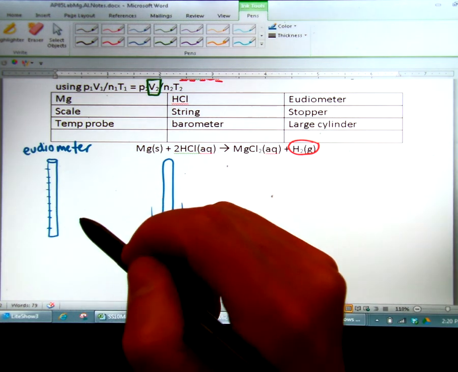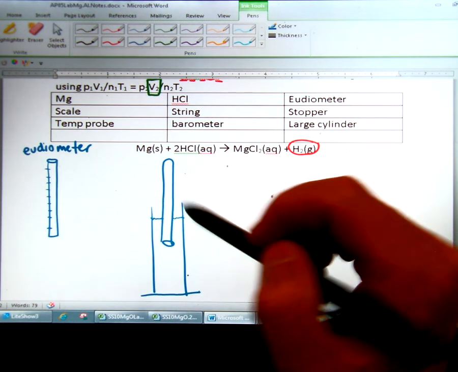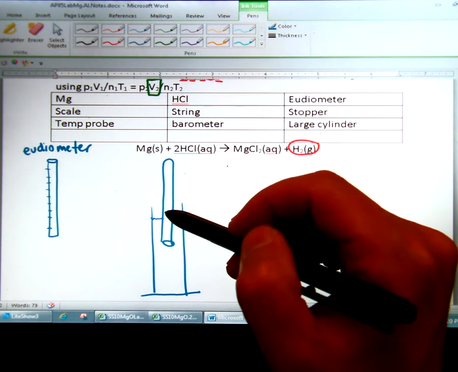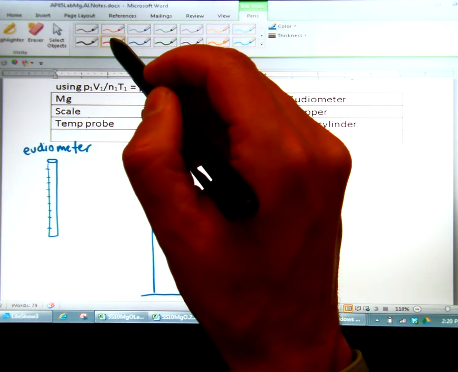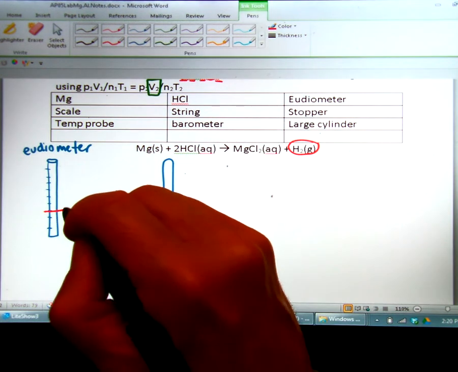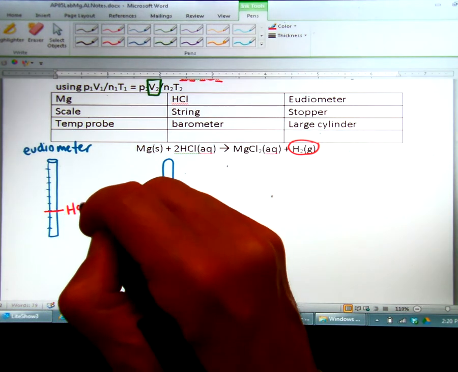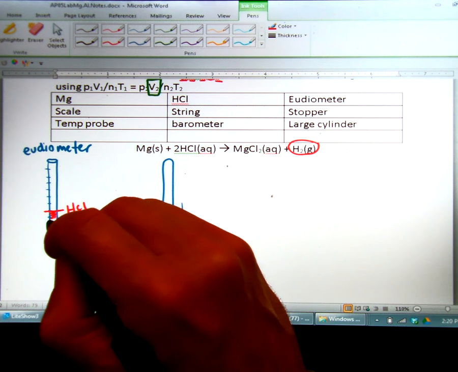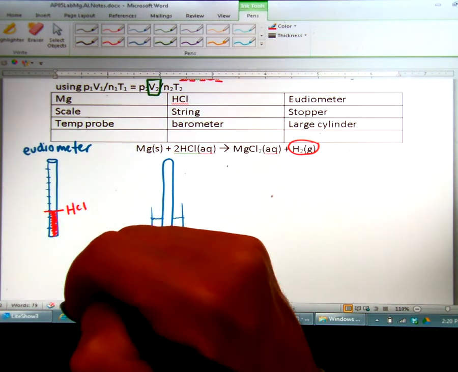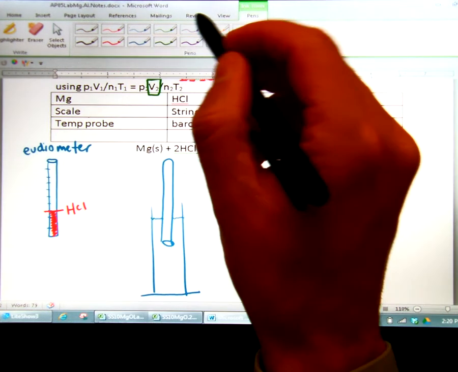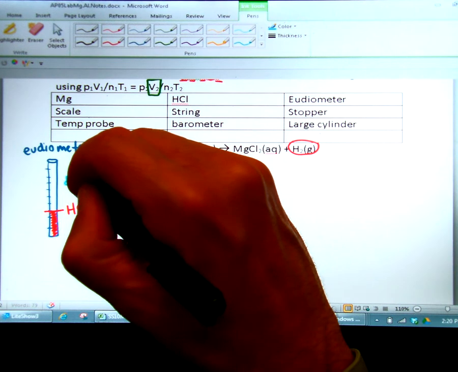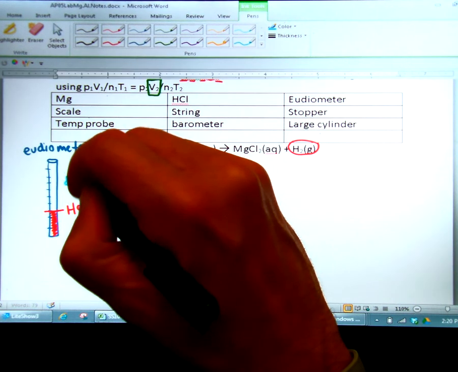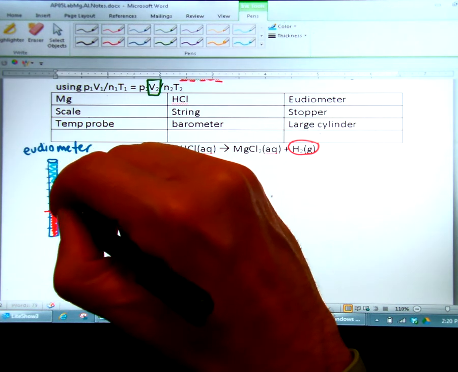But what you need to do is get the reaction to happen all inside of here without losing any of your hydrogen gas. So you have to set it up beforehand with hydrochloric acid. So HCl is going to be right here, and we'll tell you in class how much of that to use. So you have hydrochloric acid. You're going to put that in first. Then you're going to fill the rest of this with distilled water all the way to the top. So there's going to be distilled water.